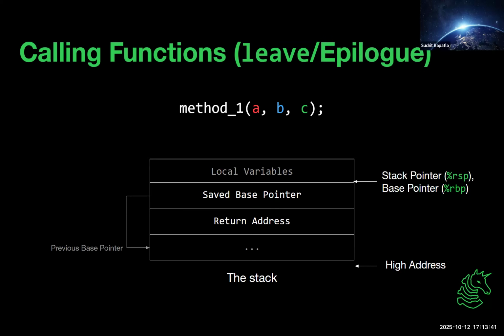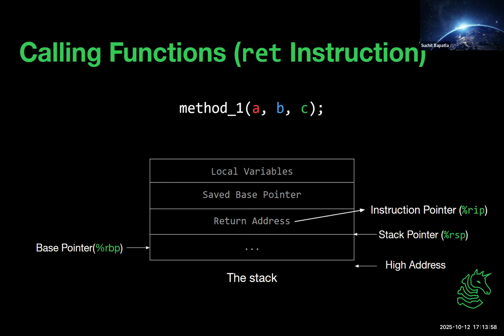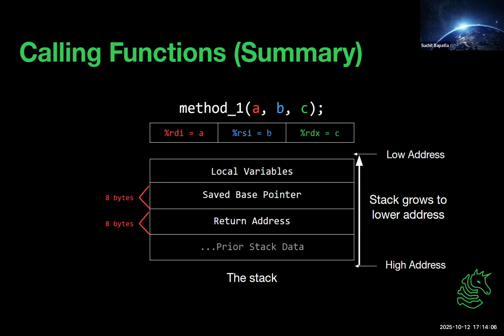And after that, towards the end of the function, we have this epilogue where we move the base pointer essentially back to what it was before, which is what the saved base pointer was. And then we'll move the instruction pointer to what the return address was, so we can go back to whatever comes directly after the function call.